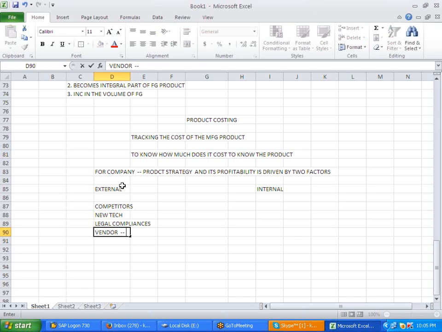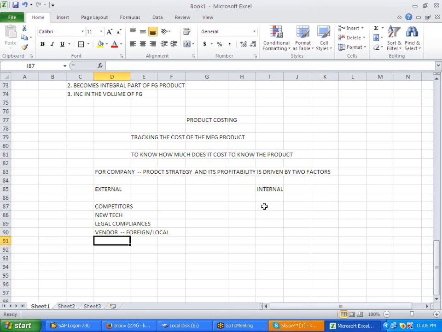Vendor: you might purchase your raw material or whatever material either from a foreign vendor or a local vendor. This also has an impact on the cost of the product. I'm trying to explain that for a company, when it's designing the product strategy and its profitability, it is driven by these two factors.